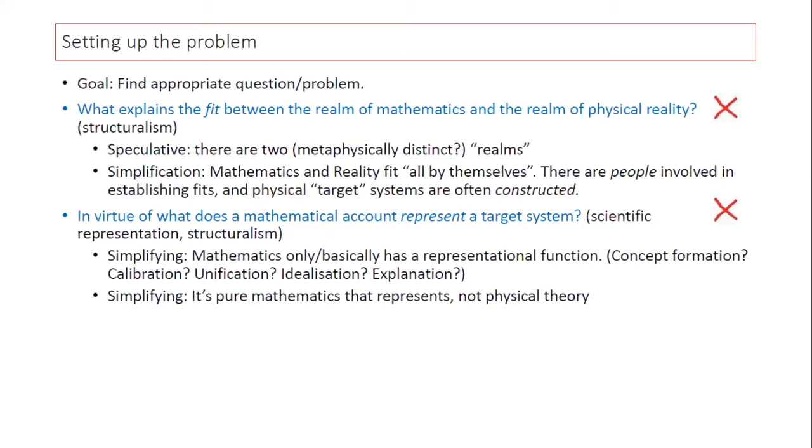Also, it's a simplification to think that it's pure mathematics that represents and not physical theory, because at first sight, well, we use theoretical physics in the case of the rocket, for example, and not pure mathematics.